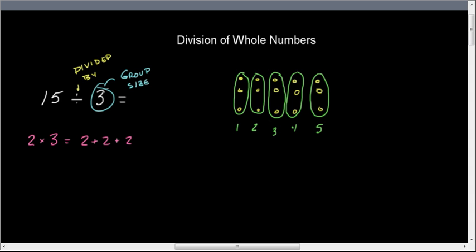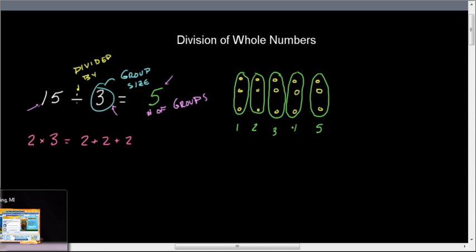So the question is, now I have 15 things, and I'm subtracting them off in groups of 3. How many groups did I get? That's this answer here. This represents the number of groups. In division, you're just using successive subtraction to find out how many groups of that size there are in that number.